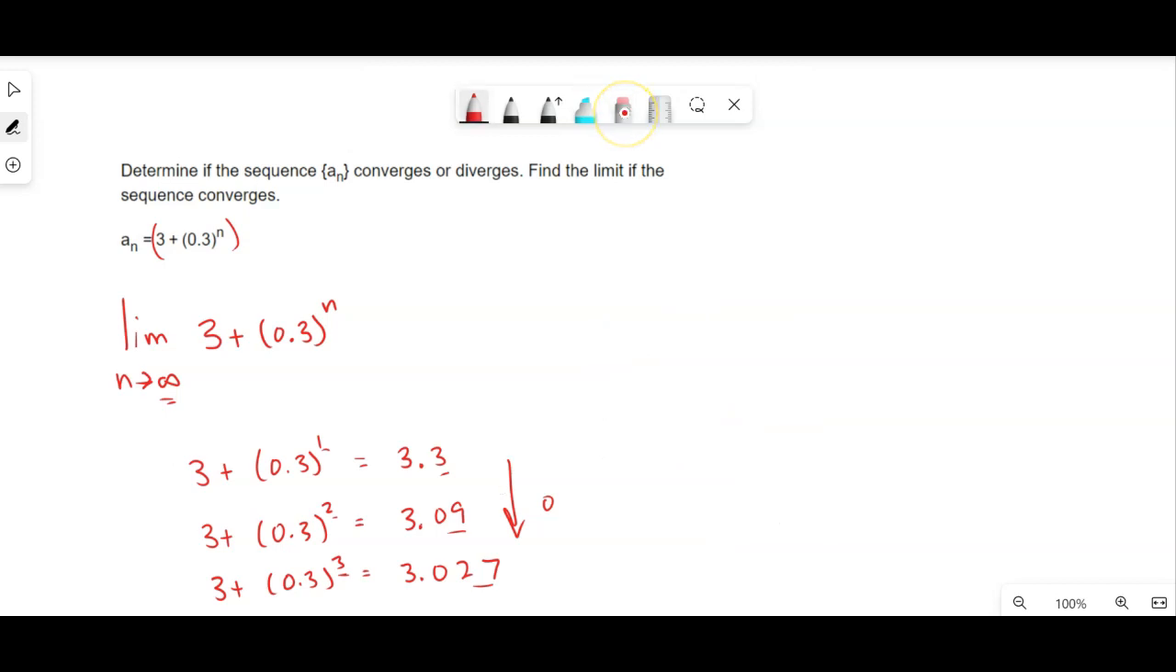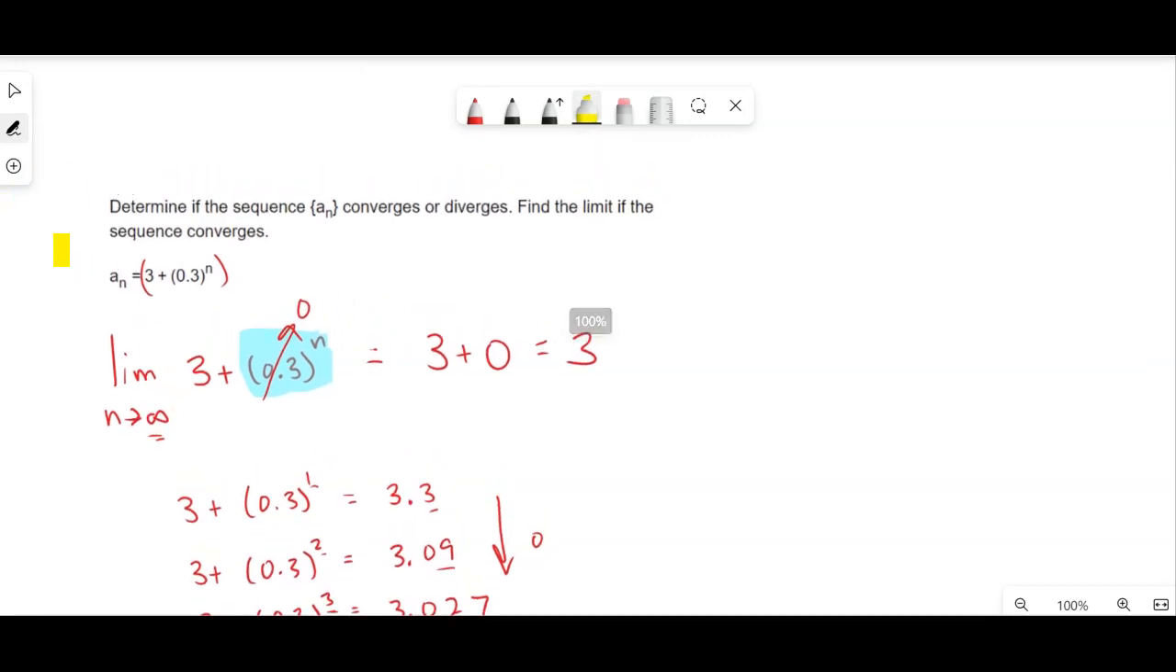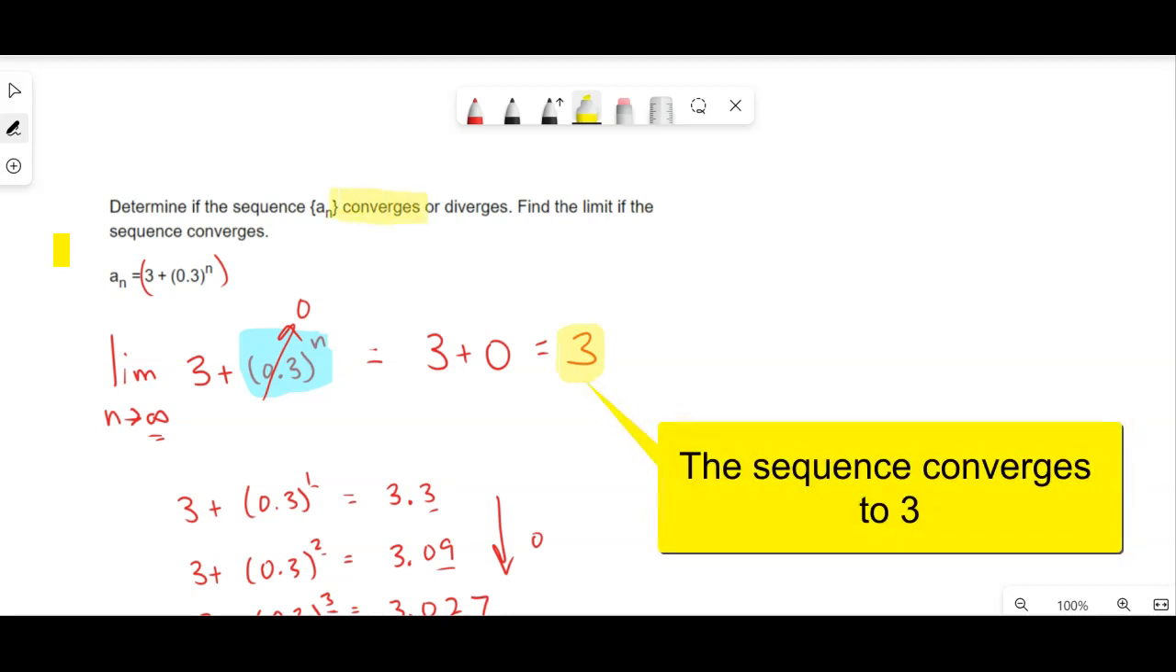So because of that, this piece right here is making its way to 0. So the limit becomes 3 plus 0, which is 3. All right, and because this limit exists and it's a finite value, we say this sequence converges.